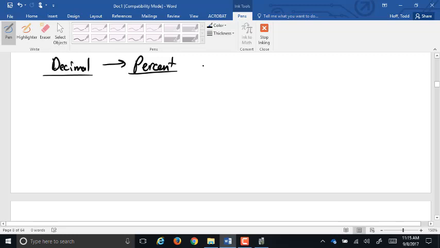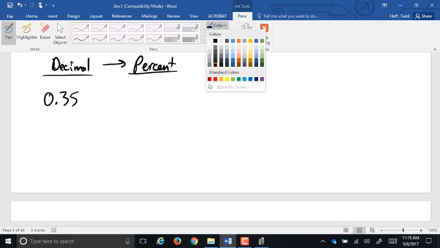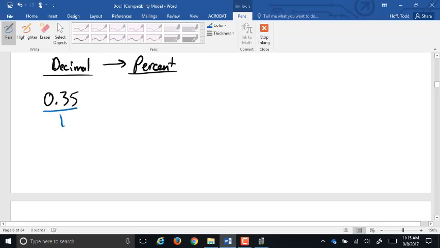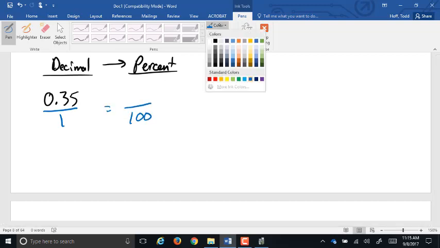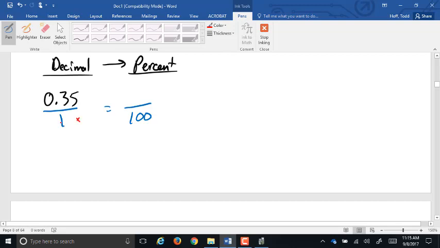So, a decimal going back into a percent. If I have something like 0.35, as a decimal that means out of 1. Well, a percent means out of 100. So if I think of equivalent fractions, to turn the 1 into 100, I'd have to multiply by 100, so I'd have to do the same in the numerator. 0.35 times 100 is 35. So that's 35 out of 100, or 35%.